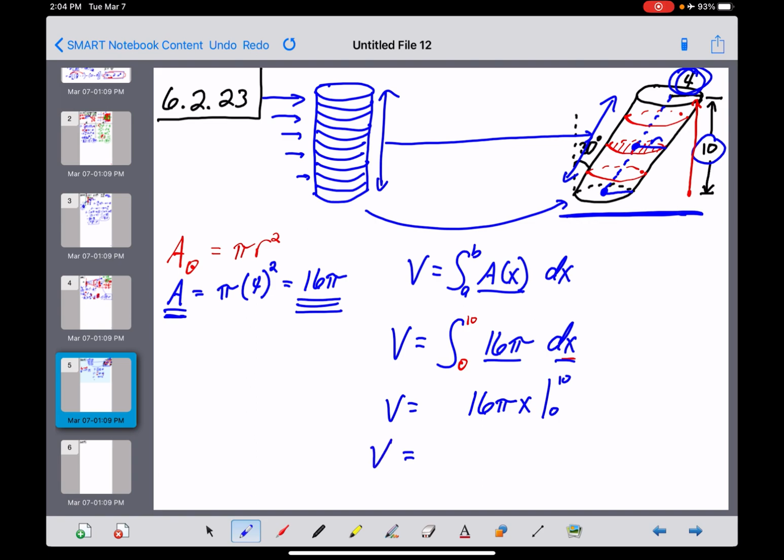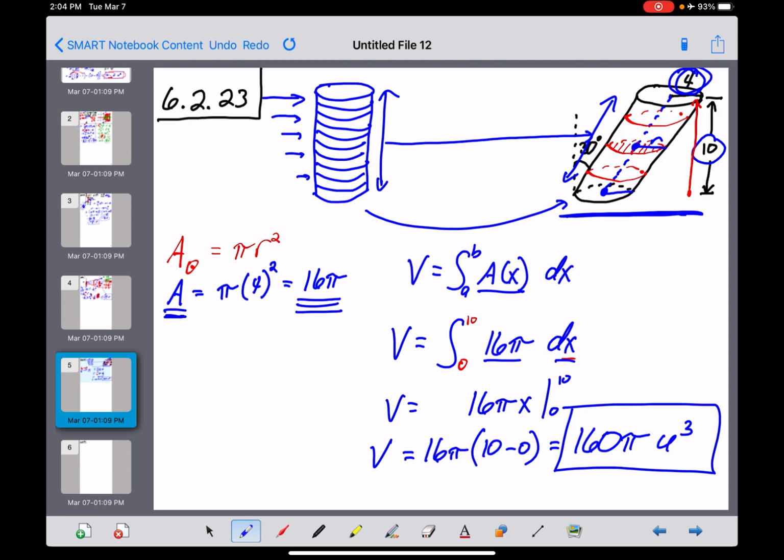Well, this is going to go pretty quickly, guys. This is going to be 16 pi times 10 minus 0, which of course is 10, and we're going to get 160 pi, and volume is going to be measured in cubic units, and that's going to be our answer here for problem number 23. And what I want to remind you then, guys, is the volume here would be absolutely no different if we were looking at this original stack of pennies here, 160 pi cubic units.